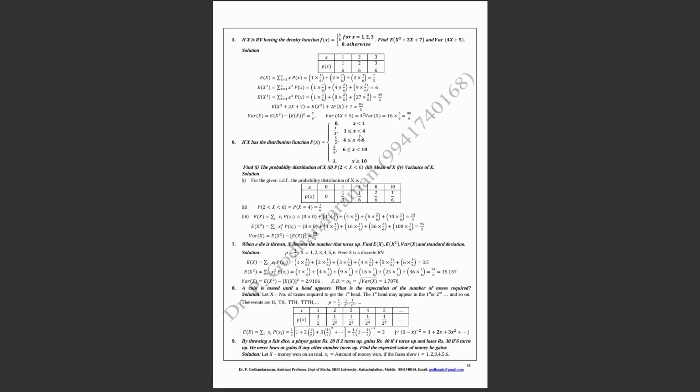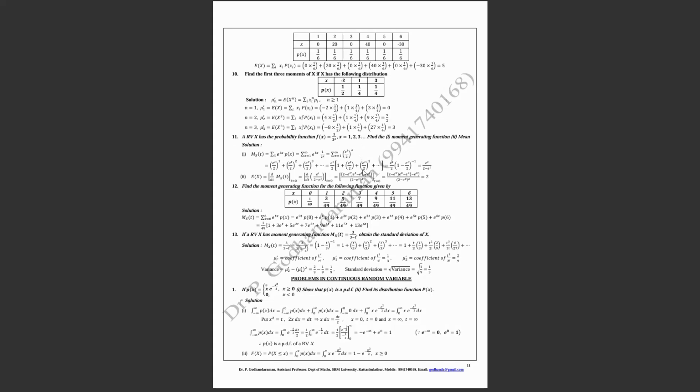Now the first question for the continuous random variable. If P of x is equal to x into e to the power minus x square by 2, x greater than or equal to 0, show that P of x is a probability density function, and find its distribution function, which means find the CDF. So the first part is to show it is a PDF, the second is to find the CDF. Here P of x is used instead of f of x: x into e to the power minus x square by 2 for x greater than or equal to 0, and 0 for x less than 0.